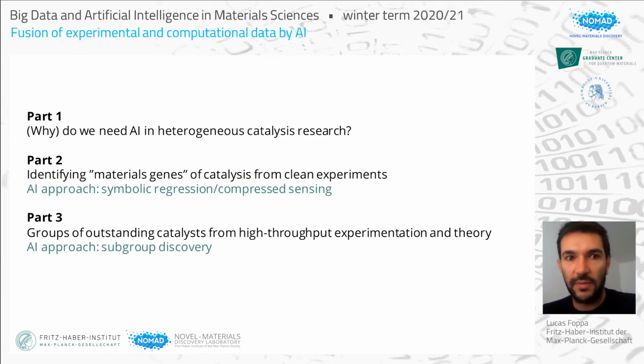In part three, we are going to talk about these groups of outstanding catalysts from high throughput experimentation and theory. And here there are two things that are important. The AI approach we're going to discuss is subgroup discovery, which was introduced by Matthias Scheffler. Here we are going to discuss this idea of bringing together experiment and theory. So this is the title of the presentation, this fusion idea.